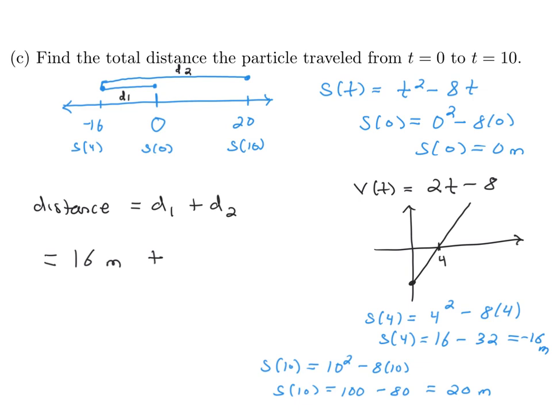Plus, okay, so for d2, we're going from negative 16 up to positive 20. So that means we went 16 and 20 more. That's 36 meters. We add those two things together, and we get 52. So the distance traveled between 0 and 10 seconds is 52 meters. The thing to be careful about here is you have to see the direction that the particle is traveling. If it ever changes directions, you'll have to break it up into parts and then find the distance of those individual parts and add them together.